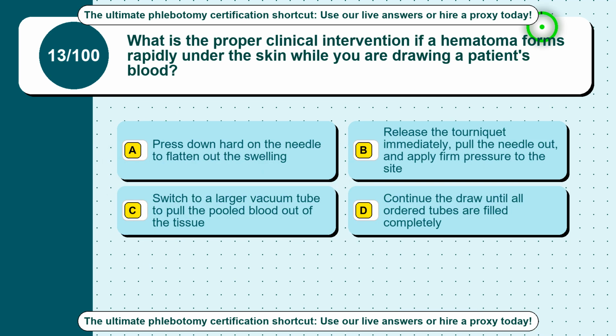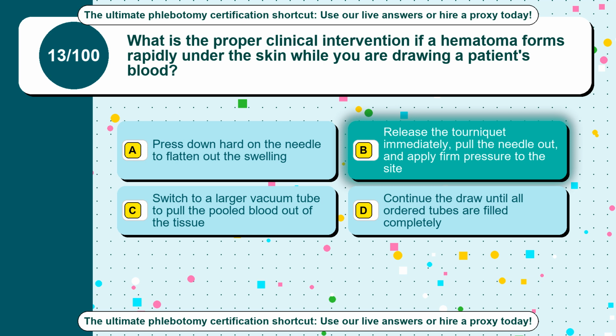Question 13. What is the proper clinical intervention if a hematoma forms rapidly under the skin while you are drawing a patient's blood? Option A, press down hard on the needle to flatten out the swelling. Option B, release the tourniquet immediately, pull the needle out, and apply firm pressure to the site. Option C, switch to a larger vacuum tube to pull the pooled blood out of the tissue. Option D, continue the draw until all ordered tubes are filled completely.